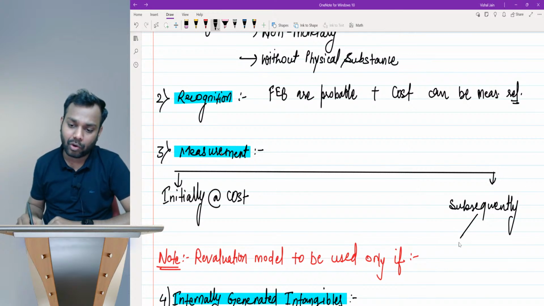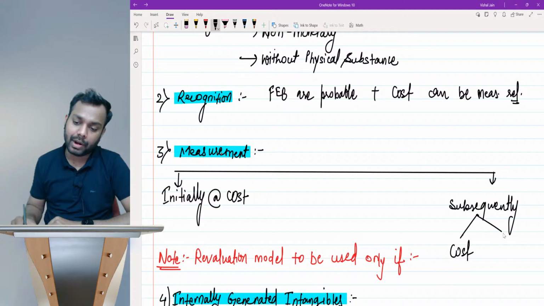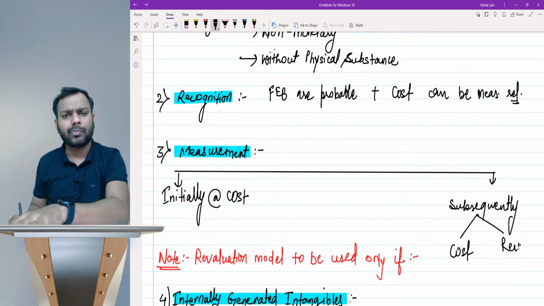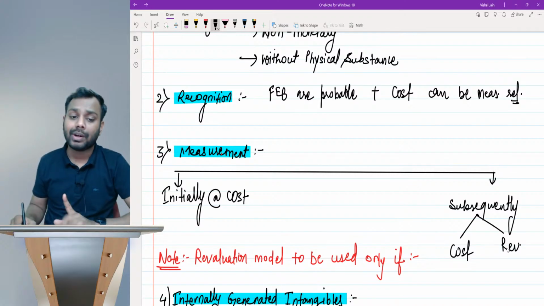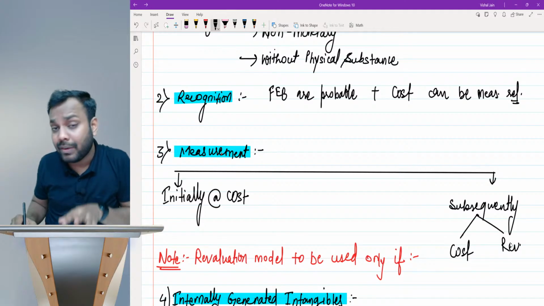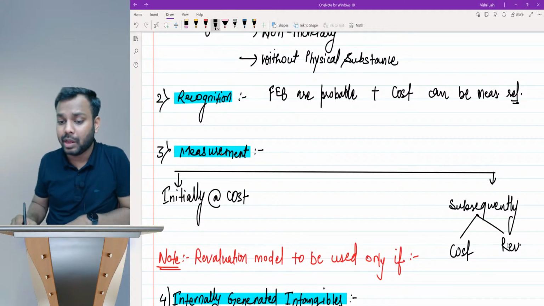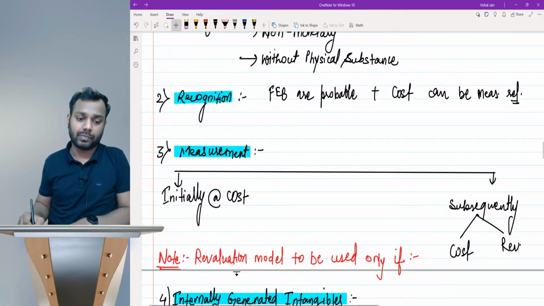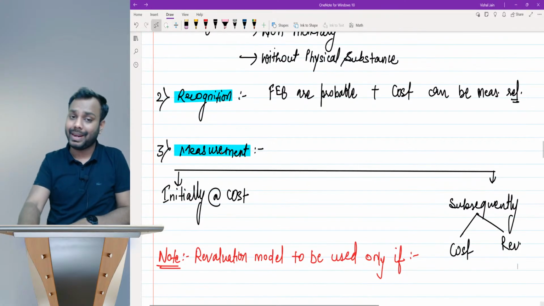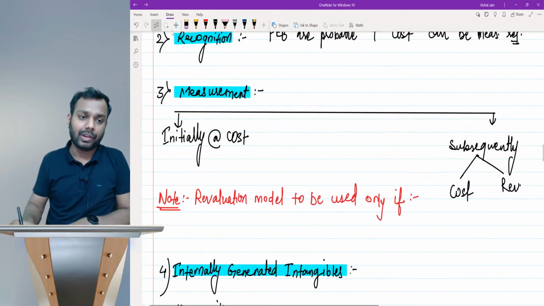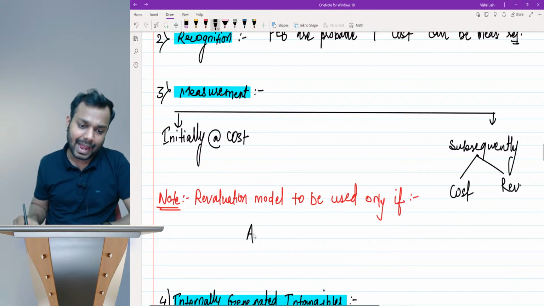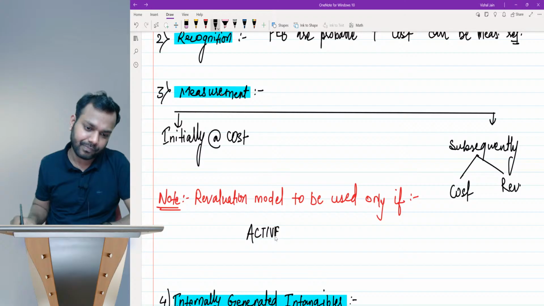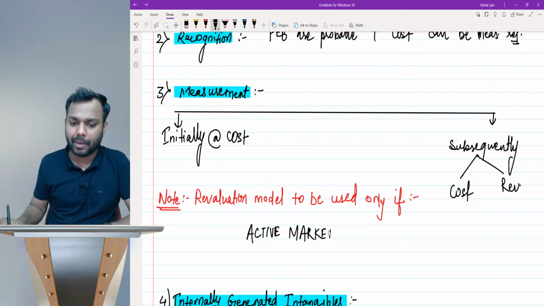Now, subsequently, how will it be measured? Subsequently, it will be measured at cost model or revaluation model. Again, the revaluation model is exactly the same as the PPE revaluation model, no difference. But we need to understand one thing, that we can use the revaluation model for intangible assets only if an active market exists.